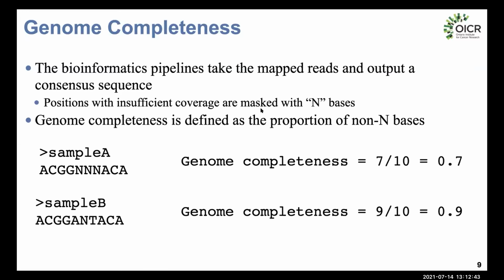So we can directly go from a coverage profile that I just showed you to a consensus sequence where the positions that had insufficient coverage are marked with Ns, and then we can calculate our genome completeness from that consensus sequence.